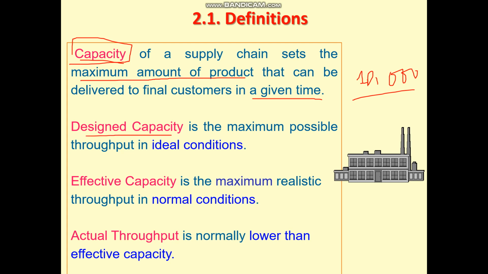The design capacity is the maximum possible throughput in ideal conditions. So we just assume ideal conditions, and design capacity is the maximum amount of products that we can have. However, in real life, there are no ideal conditions. So we have effective capacity, which is the maximum realistic throughput in normal conditions, not ideal conditions anymore. However, the actual throughput is normally lower than the effective capacity. Because of other constraints and unexpected things, the actual output throughput is normally lower than the effective capacity.